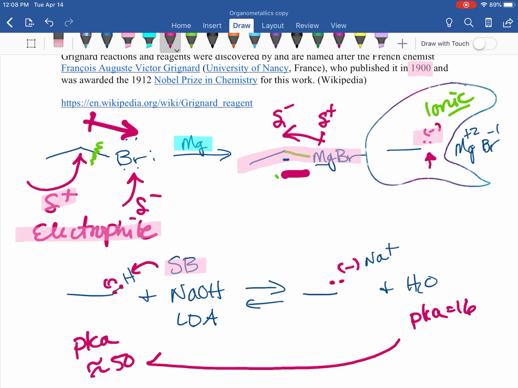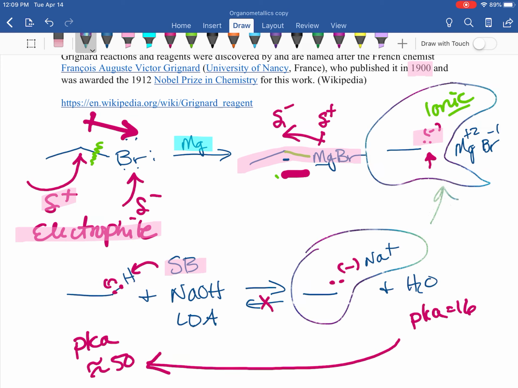Your equilibrium is going to be skewed so far to the left that you aren't even going to get that reaction to happen. Remember that pKa is a log function. That is not a normal comparison of 50 to 16. That is a logarithmic difference. That reaction isn't possible. There's no way you are going to make this from normal acid-base chemistry.